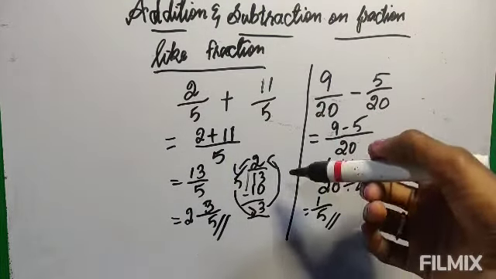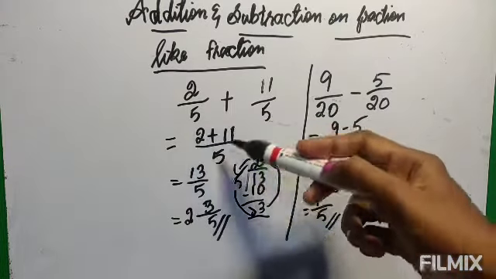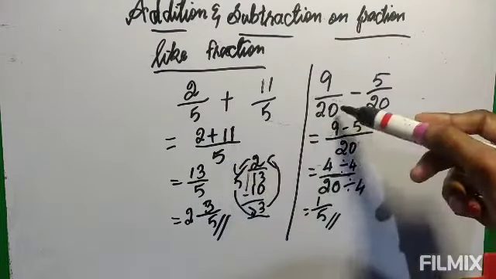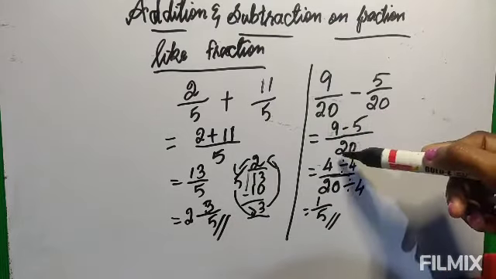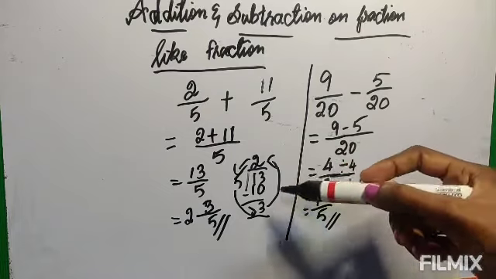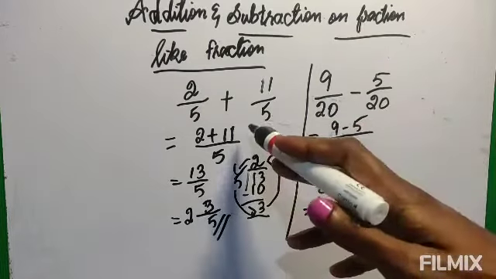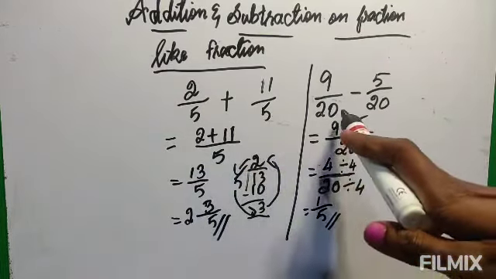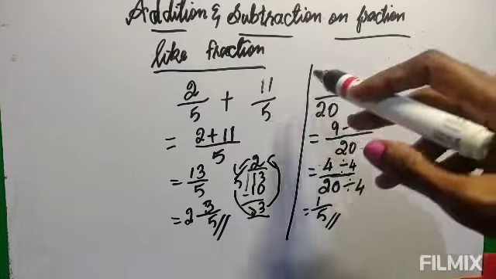Okay, last year they used to make mistakes. They used to write 5 plus 5, 10. This is wrong, and here they write 20 minus 20, 0. So don't make that mistake. Most of them were making this mistake last year, so I don't want you to make mistakes. The denominator will remain the same, and only the numerator you will add or subtract.